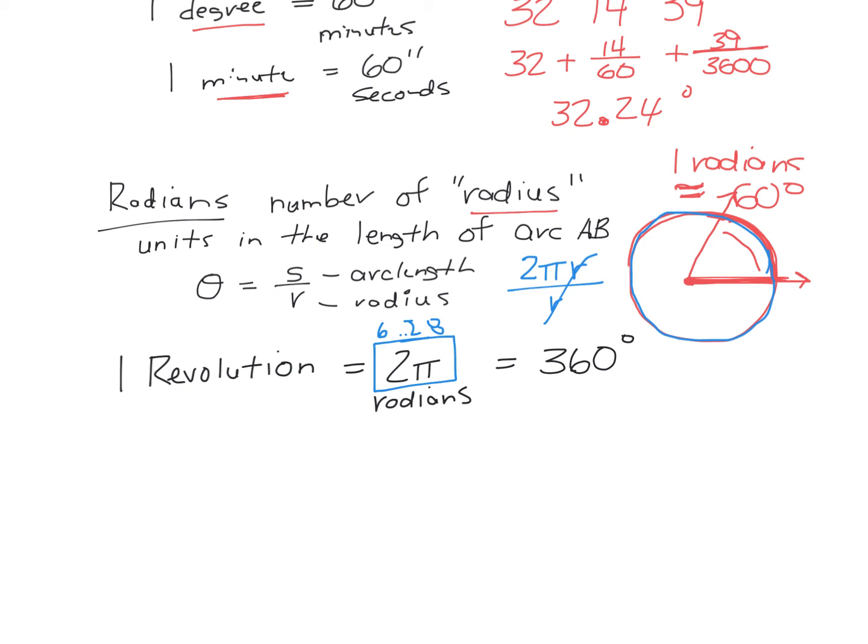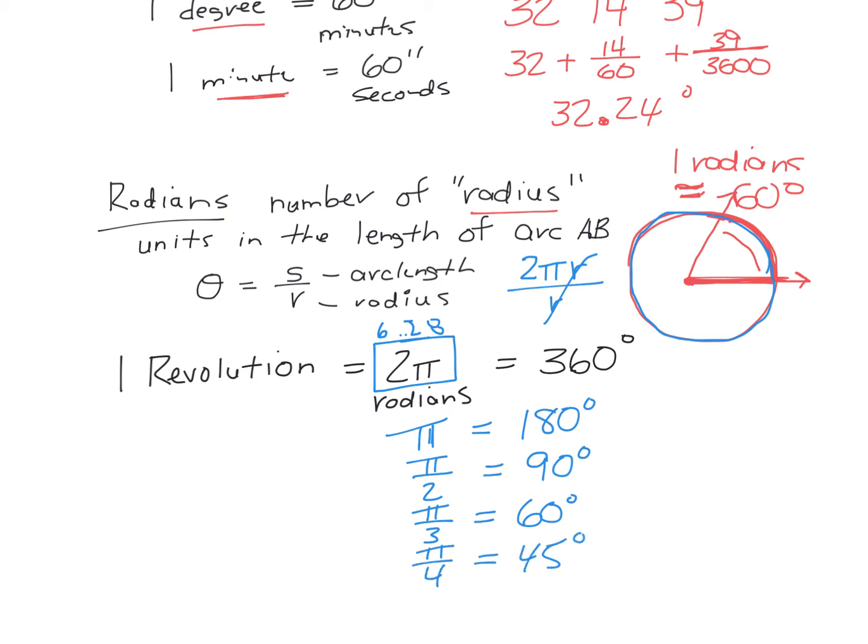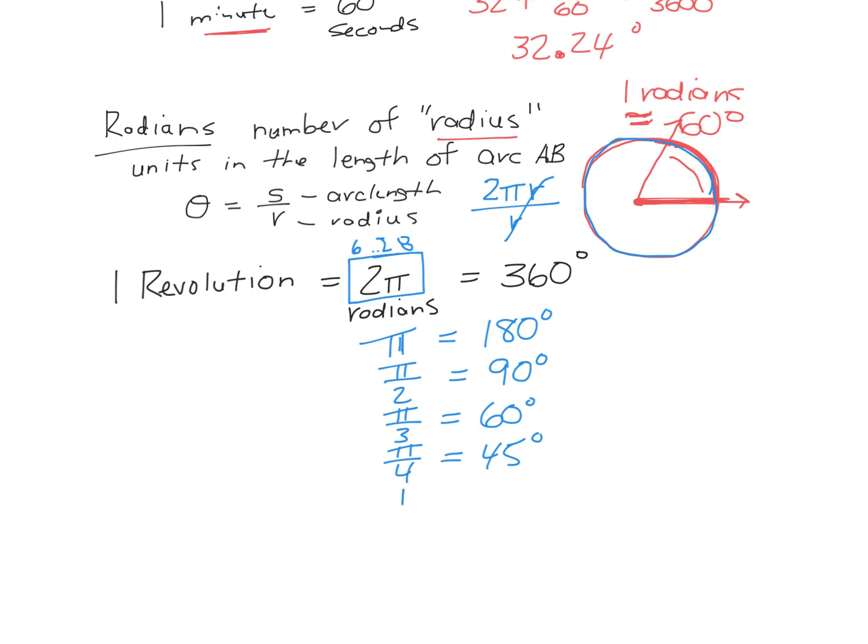And therefore, we can build off of this. So pi would be 180 degrees then. Half of pi, half of 180, would be 90 degrees. A third of pi would be 60 degrees. A fourth of pi would be 45. And a sixth of pi would be 30 degrees.